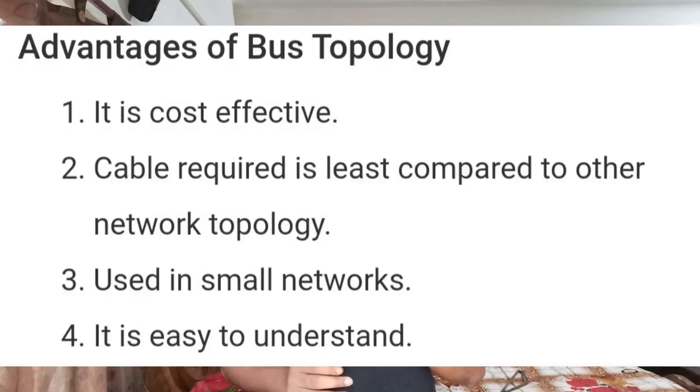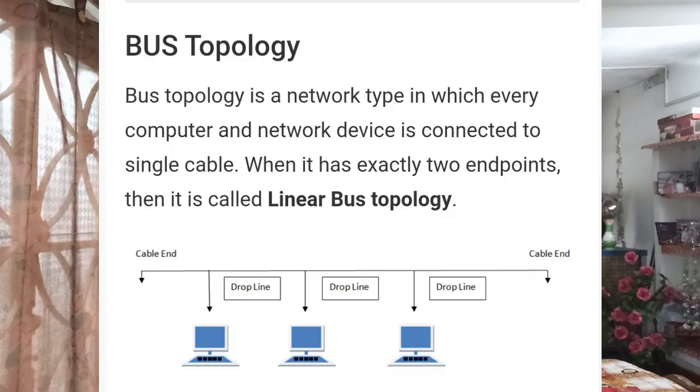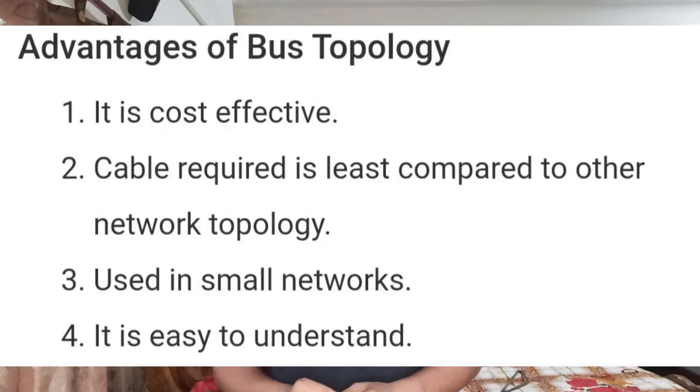The first advantage is that you see on the screen, it is cost effective. Cost effective का मतलब हुआ very less amount of money is required to create such topology in comparison to other topology that we have to learn in the next. And the second one is less cable is required to create such topology. As you see on the screen that only a single cable is here and all the networking devices and computers are connected on that single cable. And the third advantage is it is used in very small networks.